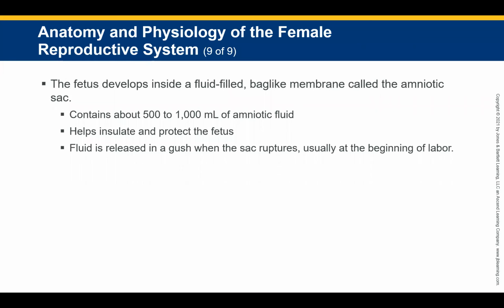The fetus develops inside a fluid-filled bag-like membrane called the amniotic sac. The sac contains anywhere between 500 milliliters to 1,000 milliliters of amniotic fluid. This does help insulate and protect the floating fetus. The amniotic fluid is released in a gush when the sac ruptures, usually at the beginning of labor. That's what the ladies say when their water is broken. That is technically amniotic fluid.